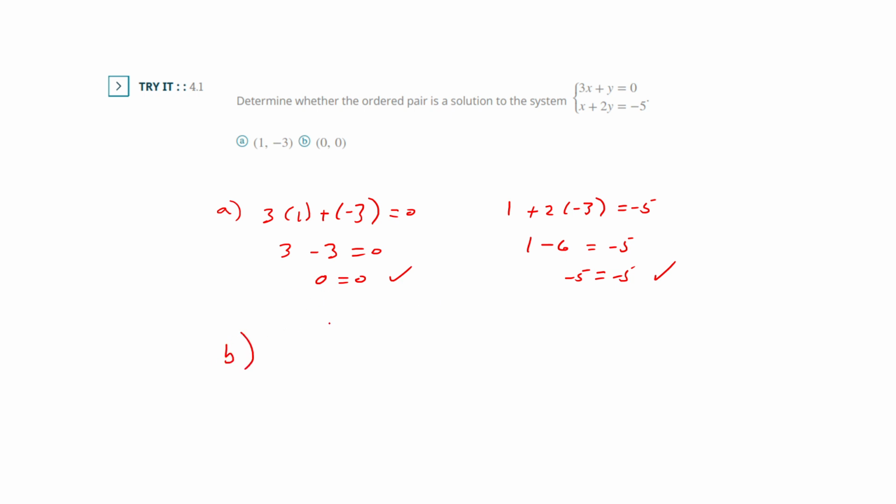Now let's try the second point. I'm putting in 0, 0. That's going to be true, right? Now let's try it in the other one. Okay, that is not true. So this second point is not a solution. They don't intersect here.